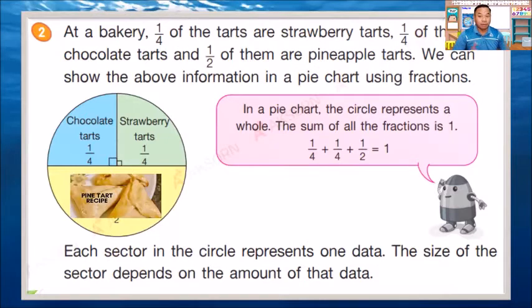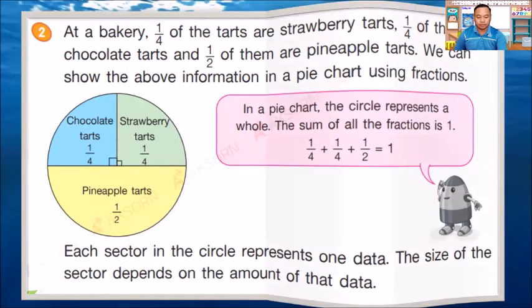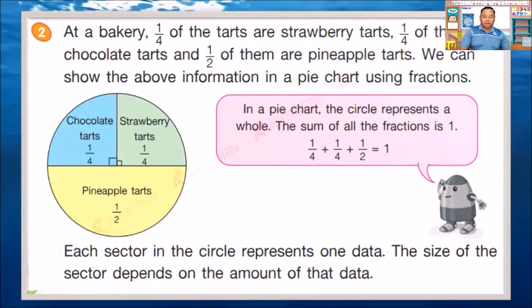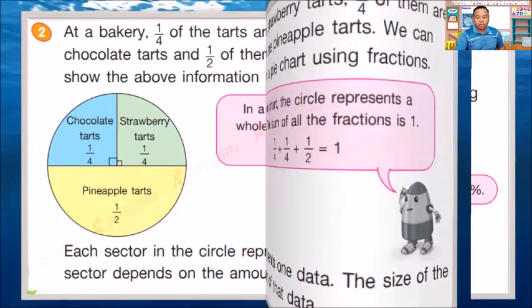So example number two. All right, so let us learn example number two. Are you ready? So at a bakery, 1/4 of the tarts are strawberry tarts. And 1/4 of them are chocolate tarts. And 1/2 of them are pineapple tarts. So from this information, we can show using pie charts. All right, so first, chocolate tarts, how much?